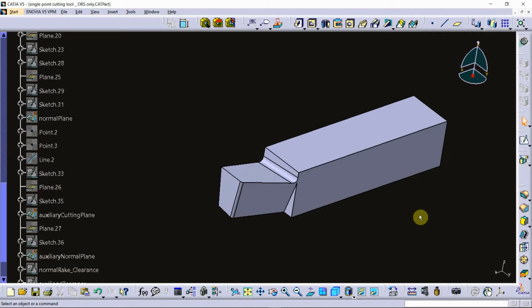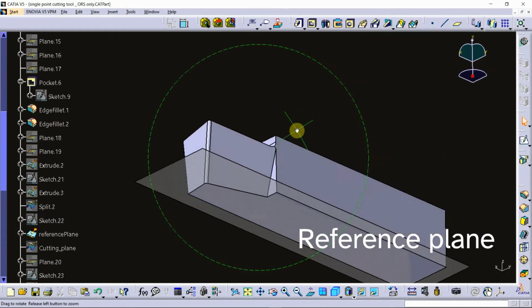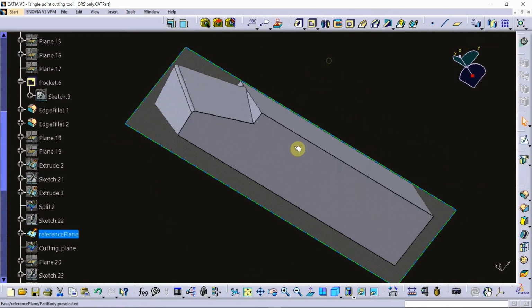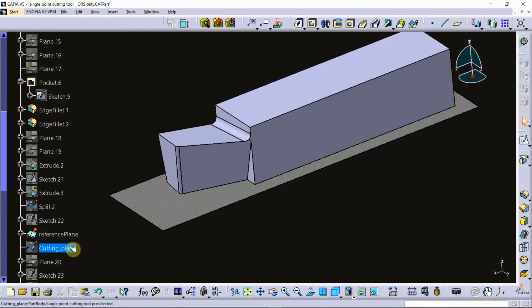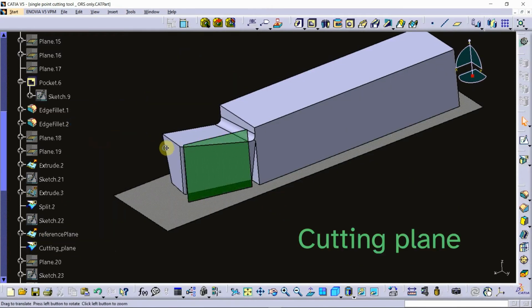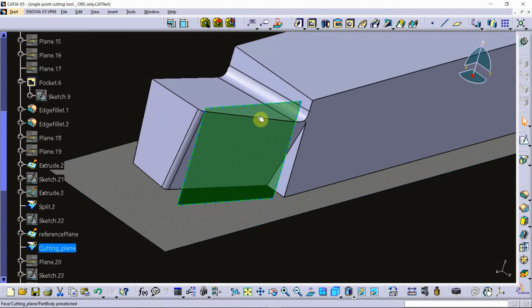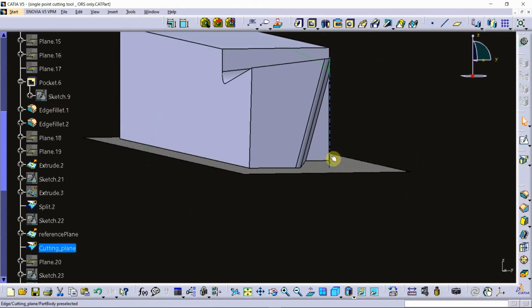So the normal rake system consists of 5 planes, 6 angles and 1 nose radius. Let's look at each of them. This is the reference plane. As you can see, the reference plane is parallel to the bottom surface of the cutting tool. And there is the cutting plane, which is this plane. The cutting plane contains the cutting edge, and the cutting plane is also perpendicular to the reference plane, as you can see here.